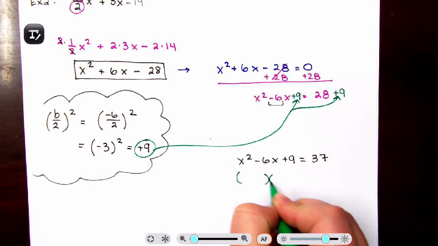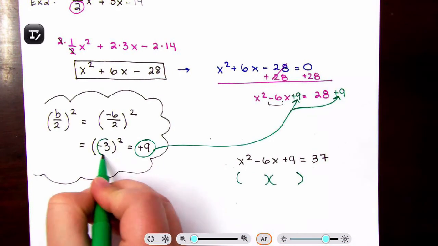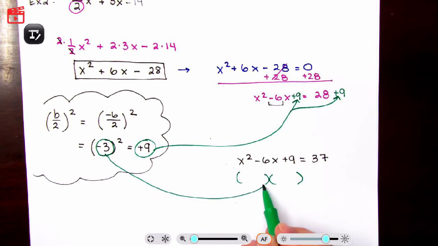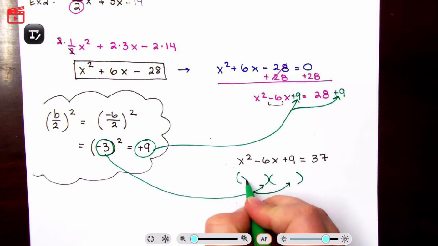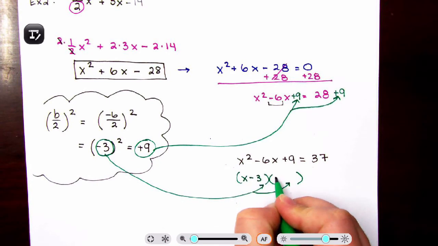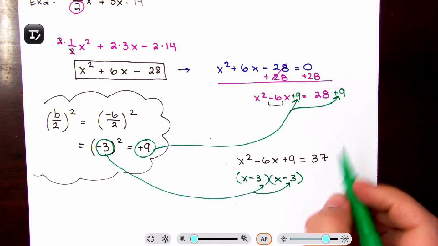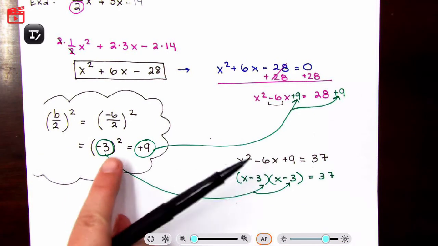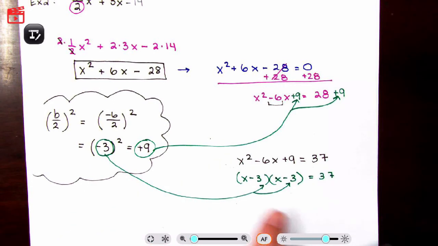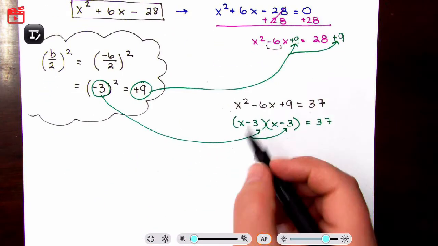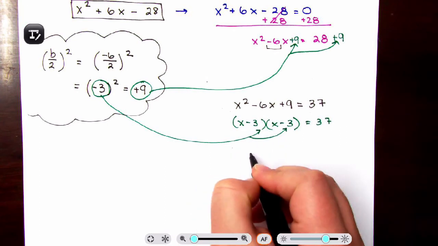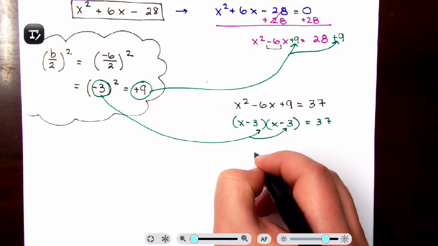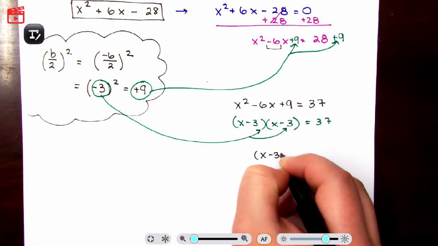Looking at my thinking bubble, I have a -3 in here. This -3 is a cheater way of knowing what your factors are. So I have x minus 3 and x minus 3. That's still equal to 37. You don't have to remember that the inside are your factors. You can just factor it using the guess and check method. Then we're going to rewrite it. I believe we're on step number 8. We are going to rewrite it as x minus 3 squared.